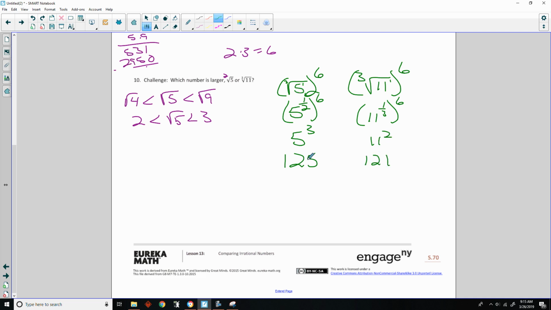Well, 125 is greater than 121. It says which number is larger? Okay, well, the square root of 5 is greater than the cube root of 11, because if I take the 6th power of both, 125 is greater than 121. Okay, what did I write here? This is 11.